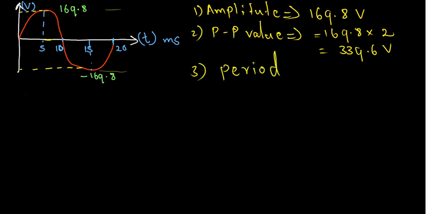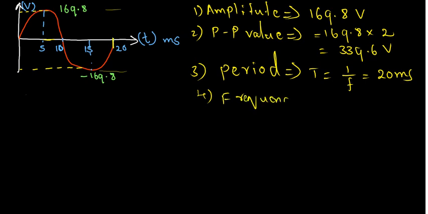The third is, what is the period of this waveform? Period T is equal to 1 over f. We easily find from this that one full waveform takes 20 milliseconds. T is 20 milliseconds. From that, the frequency, f is equal to 1 by T. So f is equal to 1 by 20 milliseconds. That means 50 hertz.